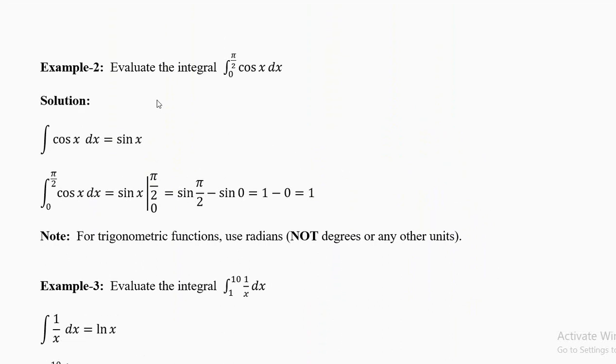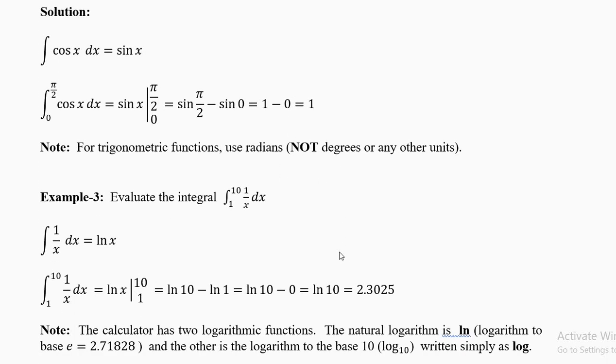Now example 2: evaluate the integral 0 to pi by 2 of cos x dx. Don't look at 0 and pi by 2, just integrate cos x. Integration of cosine is sine. Now put the numbers: sine x from 0 to pi by 2. You'll get sine pi by 2 minus sine 0. Sine 0 is 0, so 1 minus 0 is 1. You have to use radians and do not use degrees. Use only radians in your calculators.